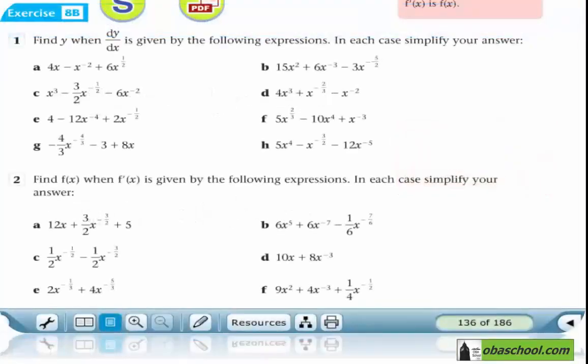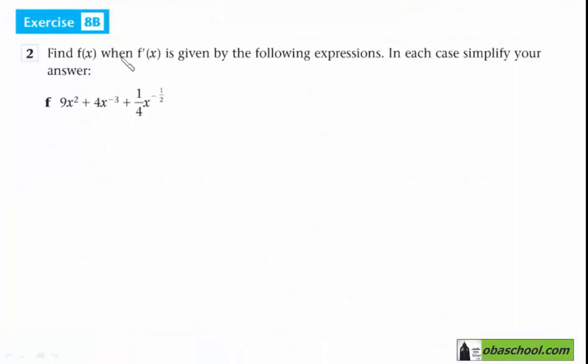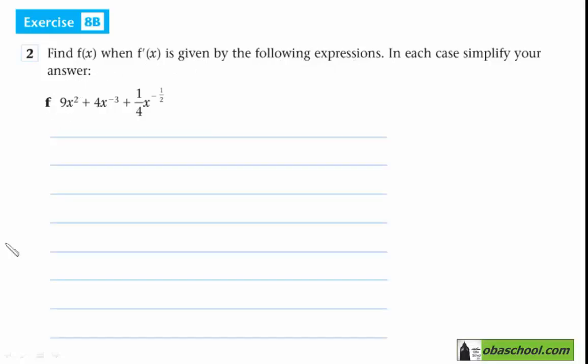Now let's go to set of exercises 8b, page 136. Go to exercise number 2. Exercise number 2 says find f of x when f prime of x is given by the following expressions. In each case, simplify your answer. Part F. In part F, we have f prime of x equal to 9x squared plus 4x to the power minus 3 plus 1 over 4 x to the power minus 1 over 2. Then we are asked to integrate it so we can find f of x.